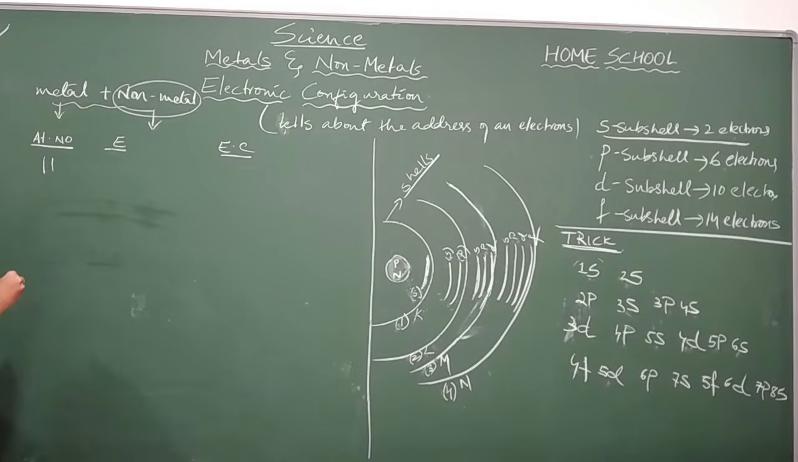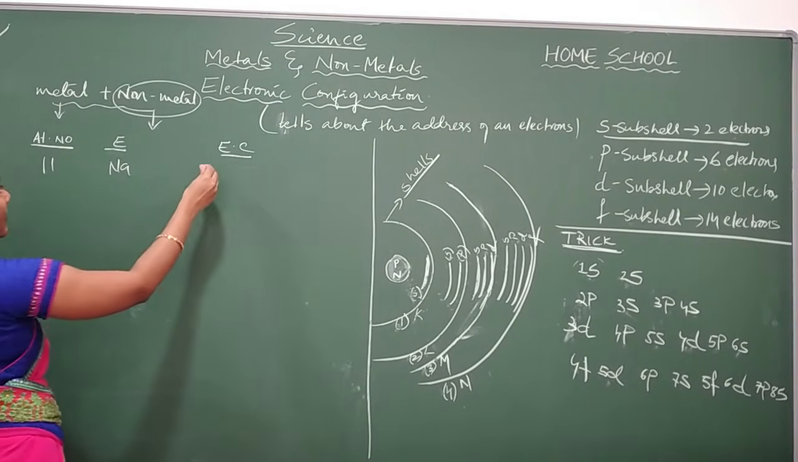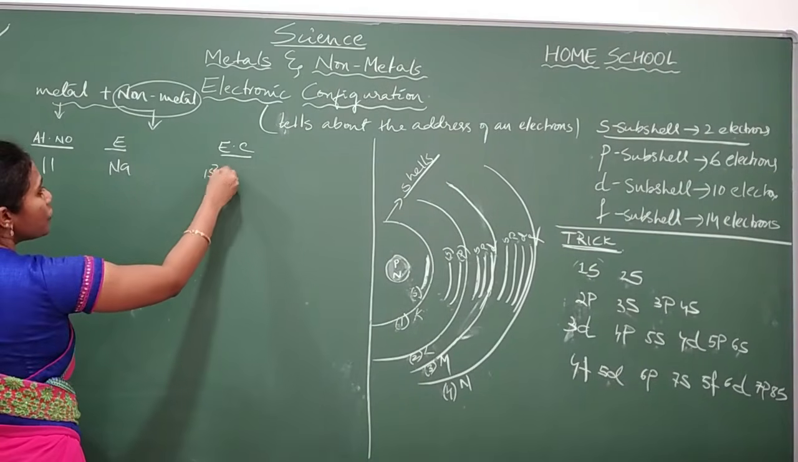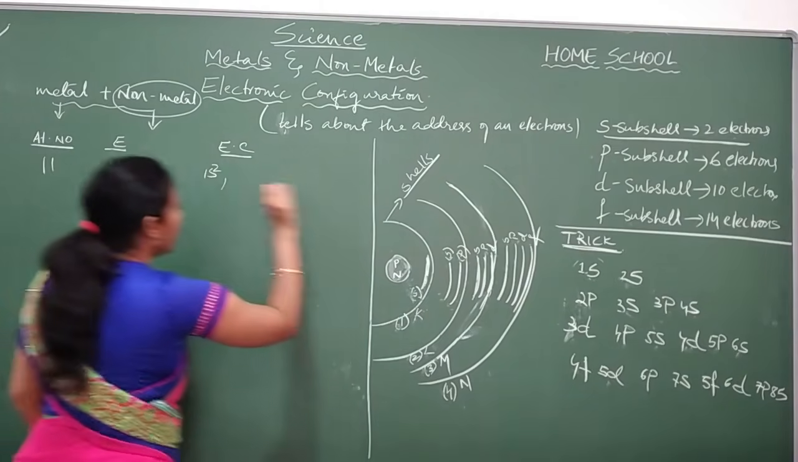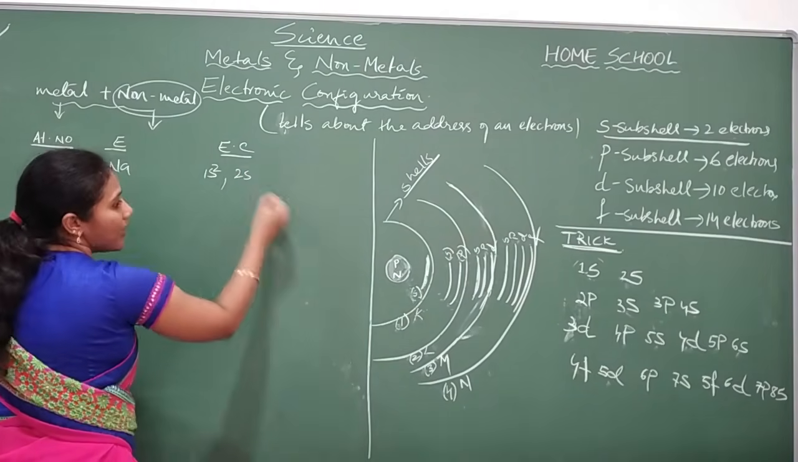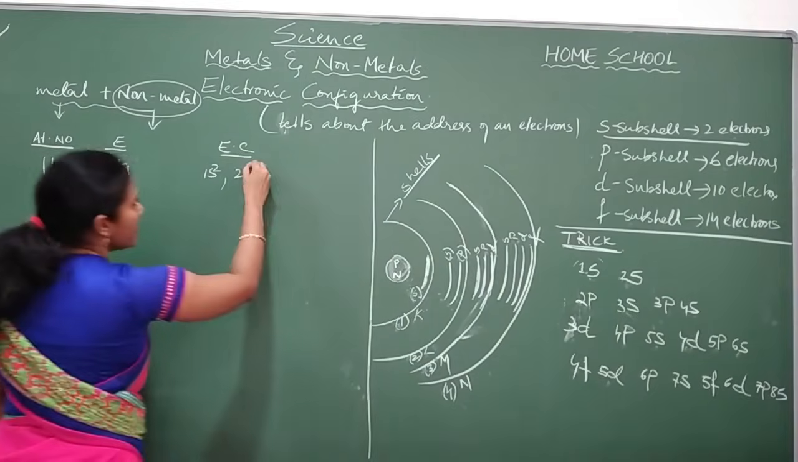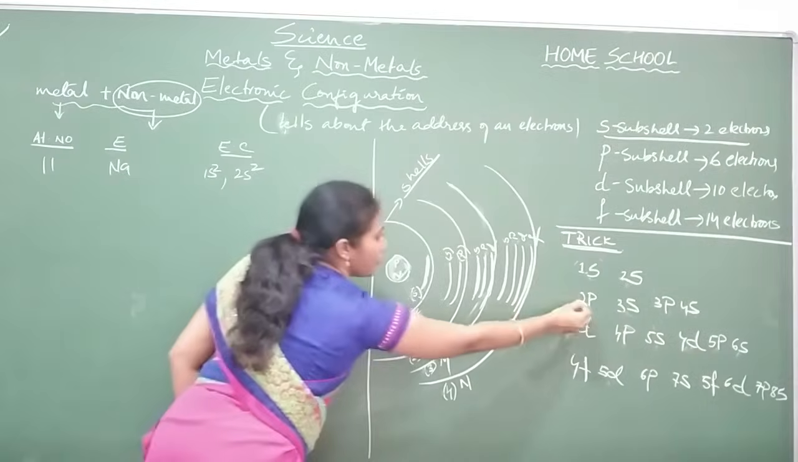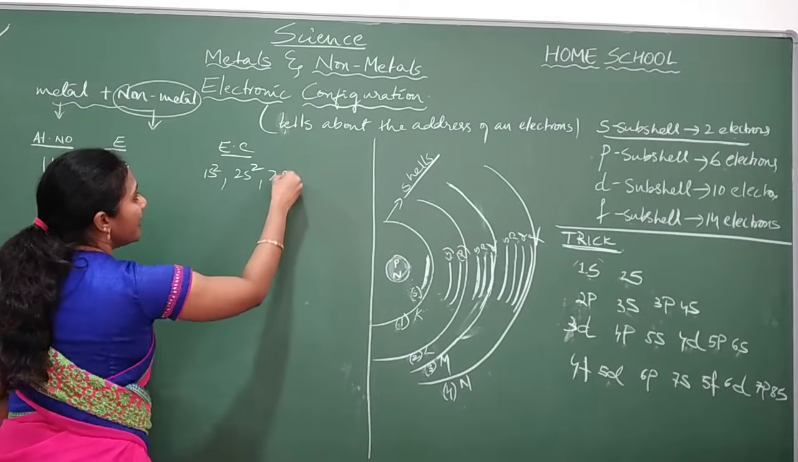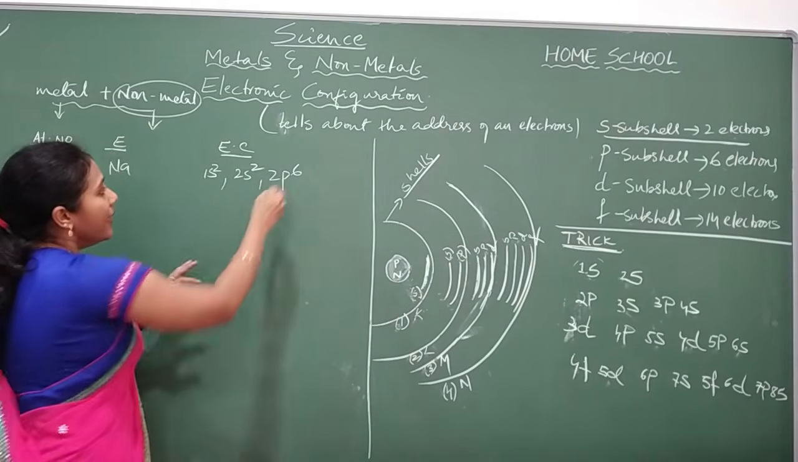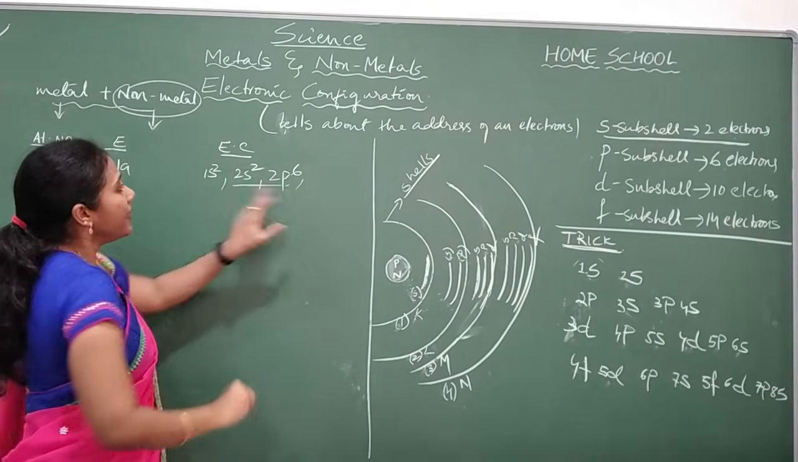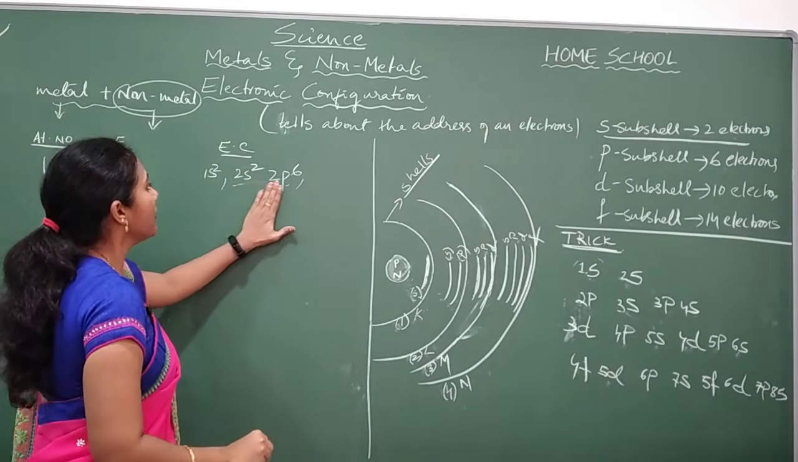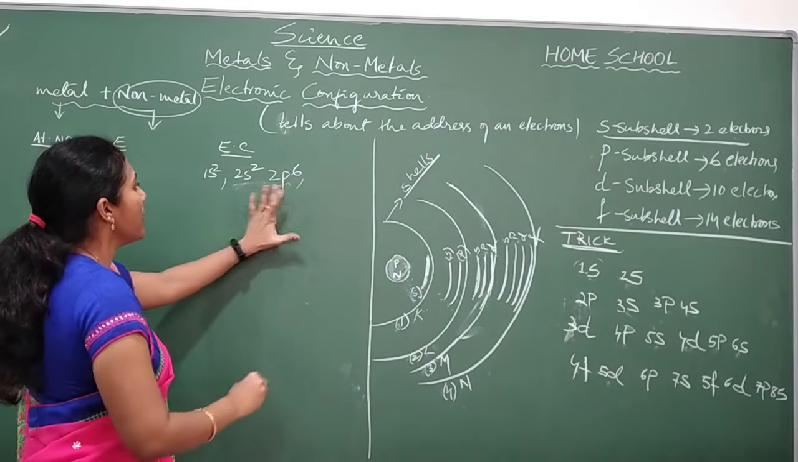Next element, sodium, right? Atomic number 11. That means in sodium you have 11 electrons. So how do you write its electronic configuration? 1s2, the 1s orbital completely filled. Next 2s orbital will take up 2 electrons. Next you go for 2p. 2p can take up 6 electrons. Once the second shell is completed, you can put a comma. After completing every main shell, put a comma.